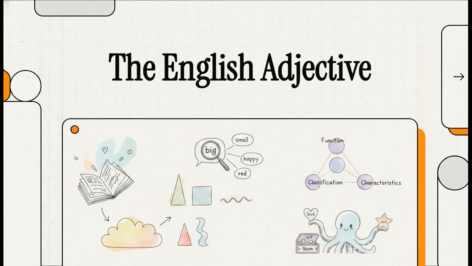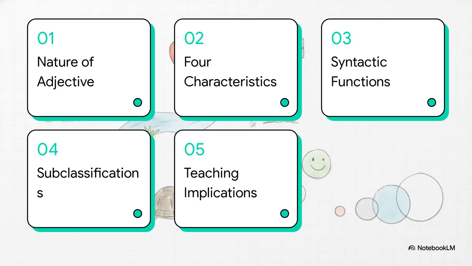It's really the key to understanding the deeper mechanics of English syntax, taking us way beyond that primary school definition of a simple describing word. Here is our roadmap for today. 1. Nature of the adjective. 2. 4 general characteristics. 3. Major syntactic functions. 4. Adjective subclassifications. And finally, 5. Pedagogical implications. Let's get right into it.